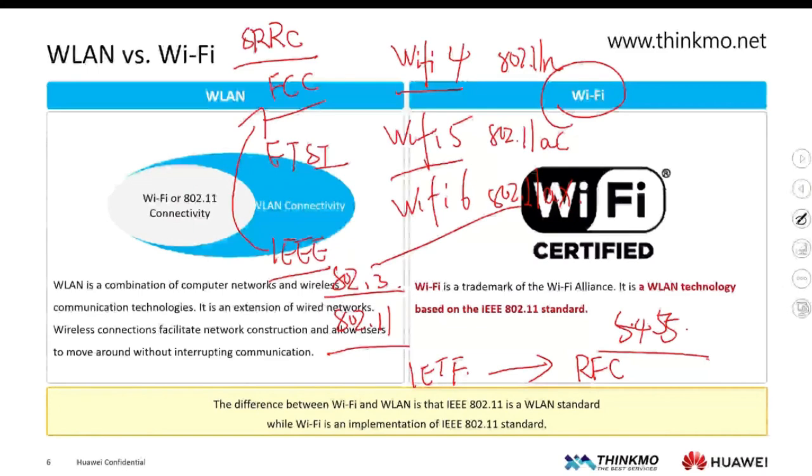If you want to find out which companies are related to the Wi-Fi Alliance, you can visit the official website of the Wi-Fi Alliance. You can also check their partners or member companies, and so on. This is our basic understanding of these certification bodies and standards.